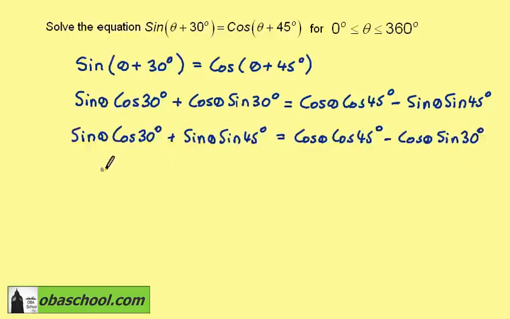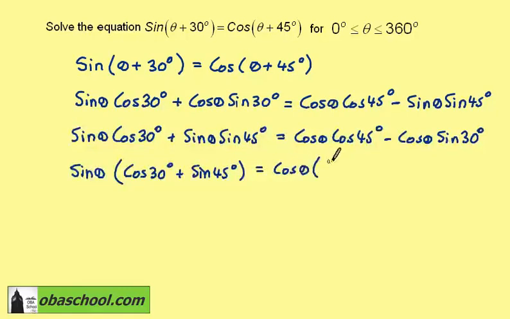So on the left hand side we now have a common factor of sin theta. If we now open a bracket, we have cos 30 plus sin 45, and on the right hand side we have a common factor of cos theta, open a bracket, and we have cos 45, take away sin 30.